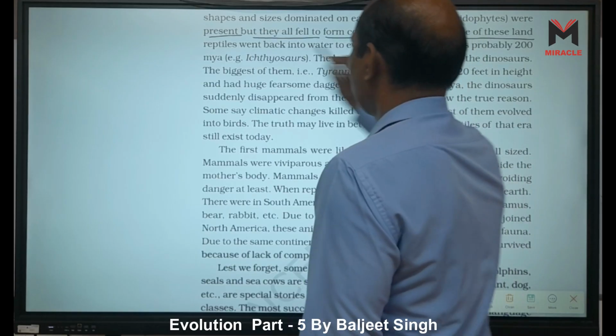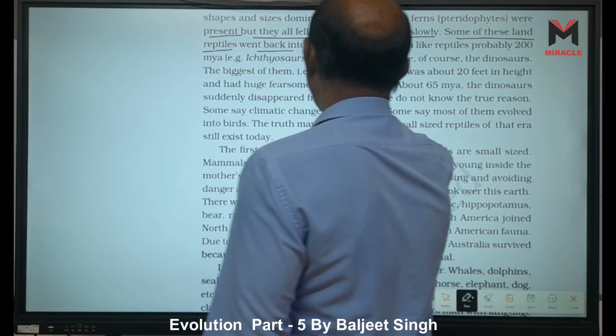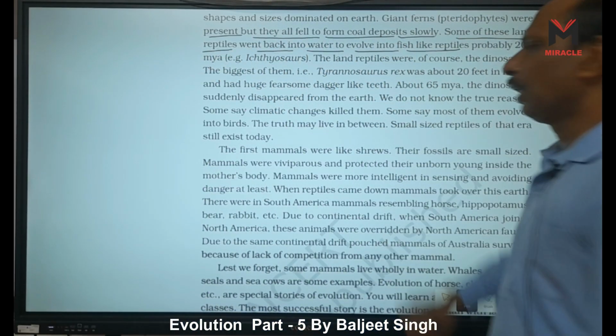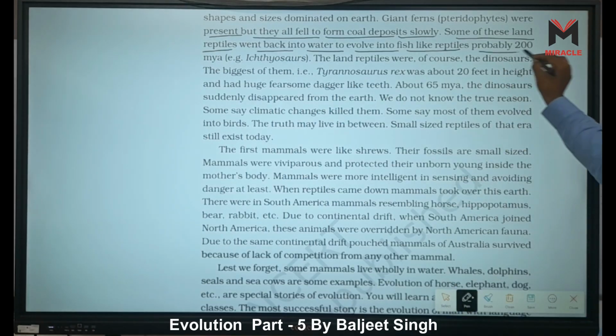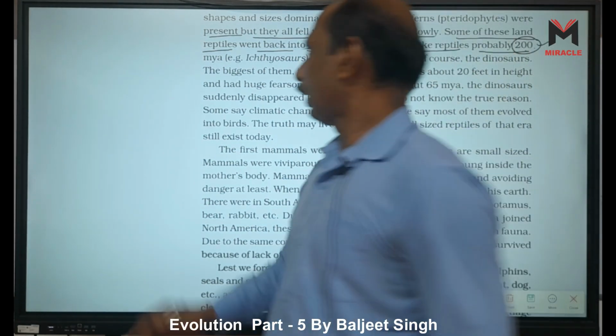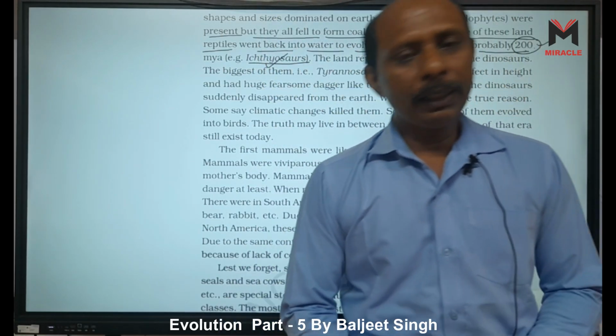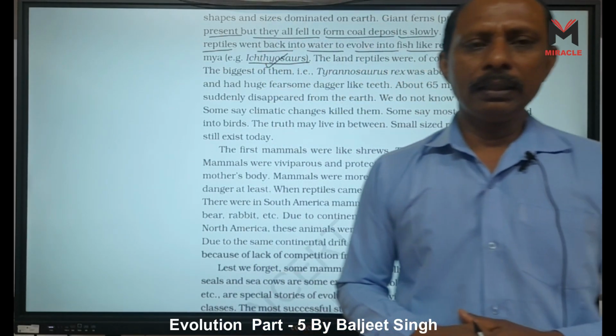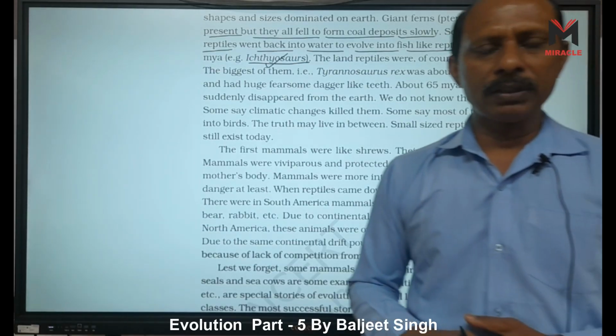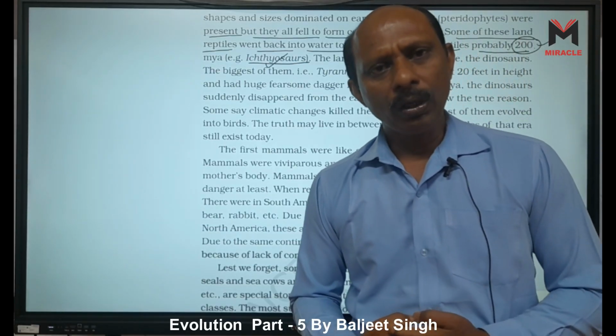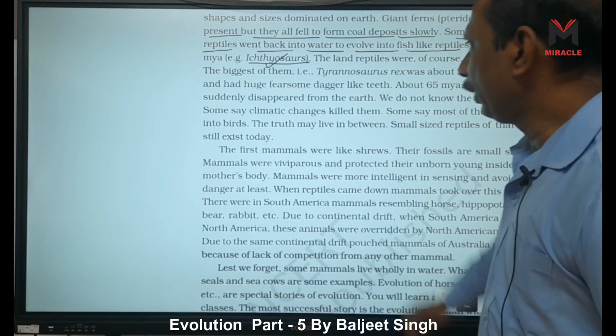Some of these land reptiles went back into the water to evolve into fish-like reptiles, probably 200 million years ago, as for example, Ichthyosaurus. That is given here, Ichthyosaurus. And ichthyofish is an example of an aquatic amphibian which has no legs, right? Here is given Ichthyosaurus.